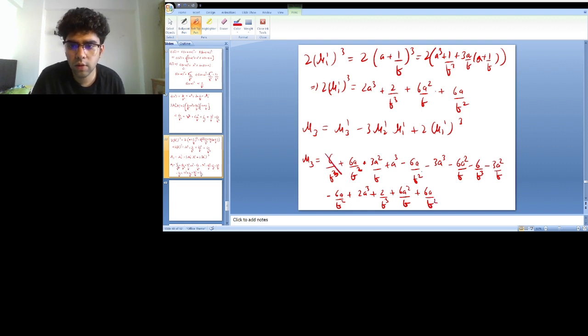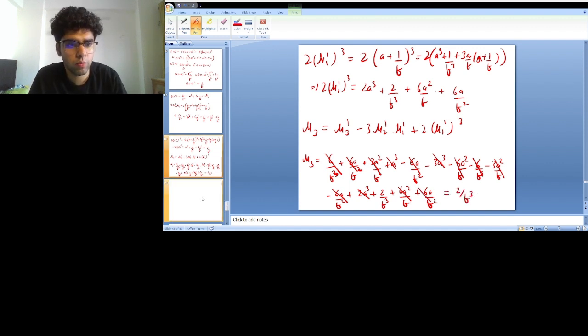Now the 6 upon b cube from these two terms cancel out. 6a upon b square, 6a upon b square, this term also goes away. 3a square upon b, 3a square upon b also goes away. Now a cube and 2a cube, 3a cube and 3a cube goes away. Now I am left with 6a square upon b, 6a square upon b goes away. 6a upon b square, minus 6a upon b square plus 6a upon b square also goes away. So I am left with 2 upon b cube, right?